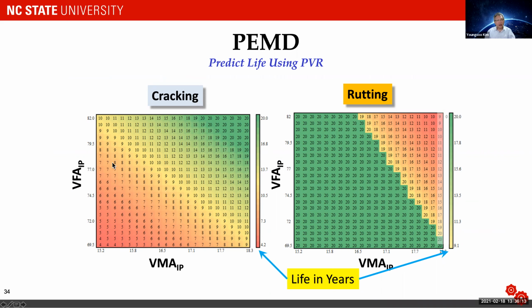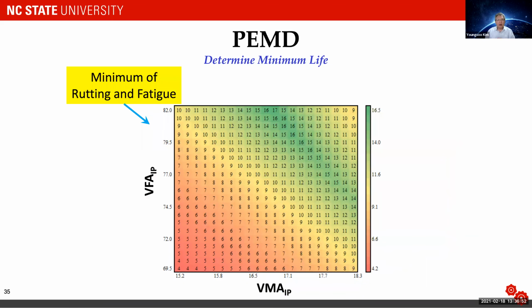Okay? So cracking, as you go from left bottom to top right, cracking resistance becomes better. So you see more green up here. Okay? And low VFA, like not enough asphalt binder, you get this red. Rutting side, on the left-hand side is green and right-hand side is red. Okay. So you get these life contours from the PBR. And once you have these life contours, then you can overlap these 2 life contours to determine minimum life based on rutting and fatigue. Okay?